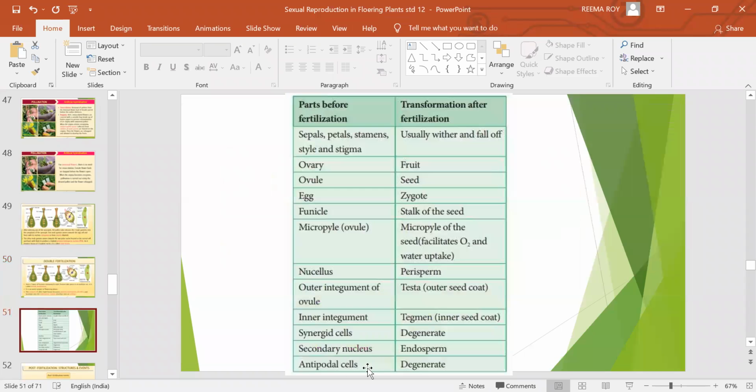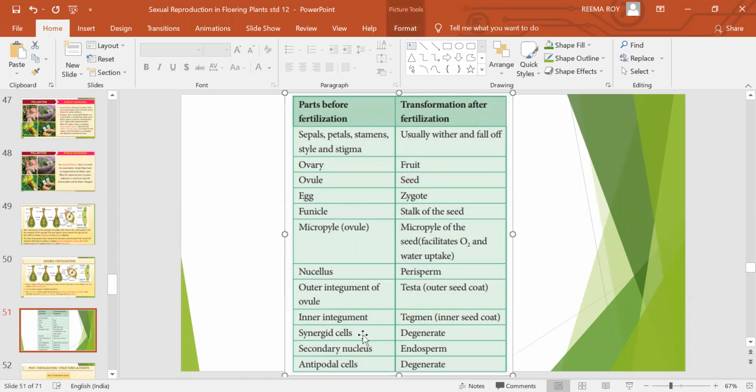ठीक है. Antipodal cell it will degenerate. क्या क्या degenerate होएगा? Antipodal cells degenerate होएंगे. Synergid cell degenerate होएंगे. Synergid कौन सा है? दो synergid cells है. Finger like structure. Fibril apparatus. वो degenerate होएंगे. और क्या degenerate हो रहा है इसमें? Sepals, petals, stamen, style and stigma will fall off, will wither off. ठीक है.